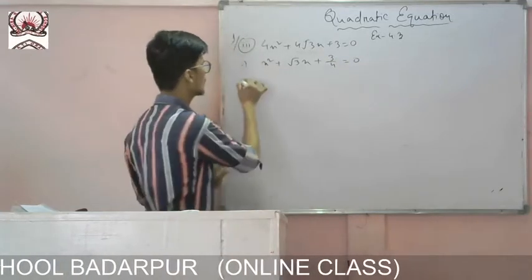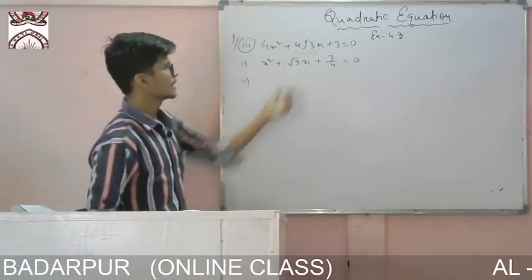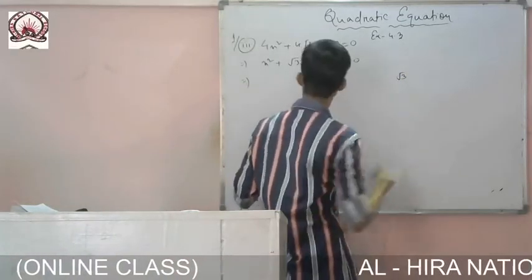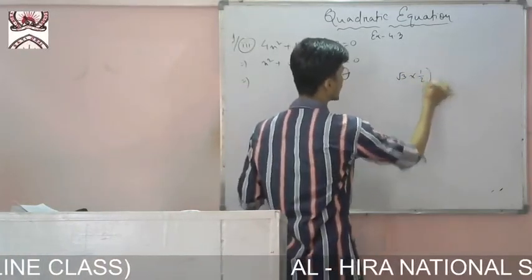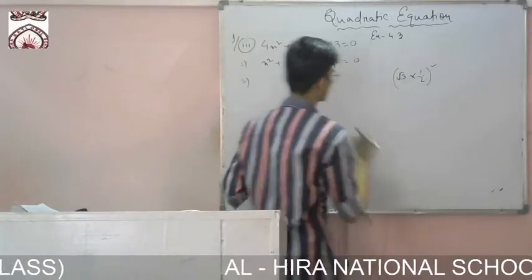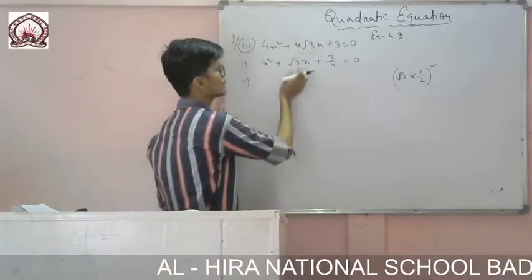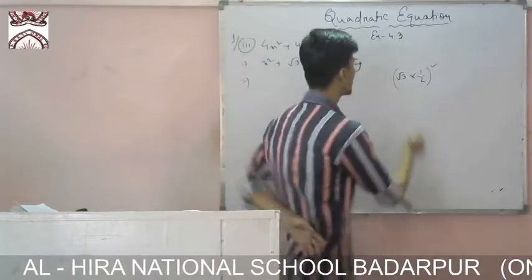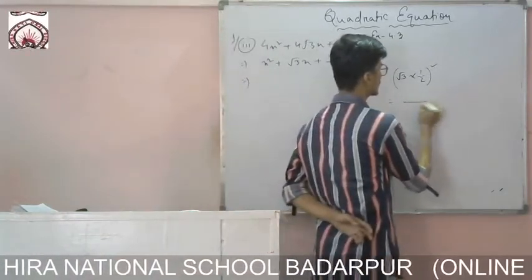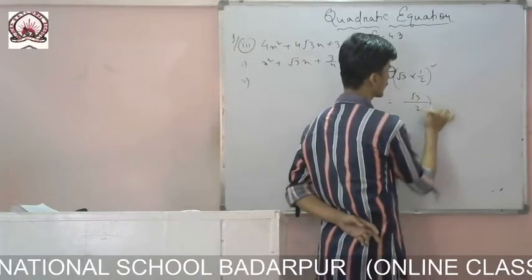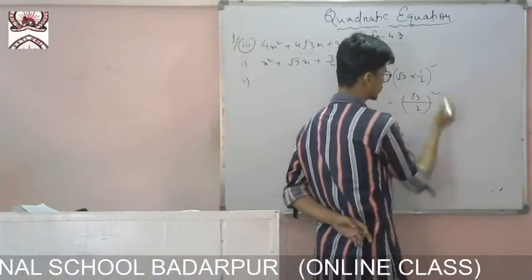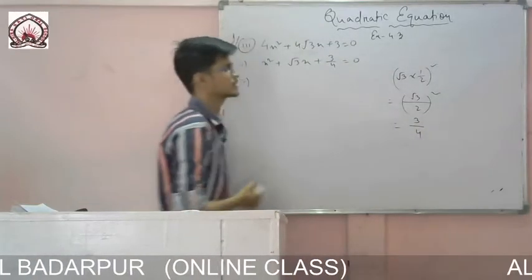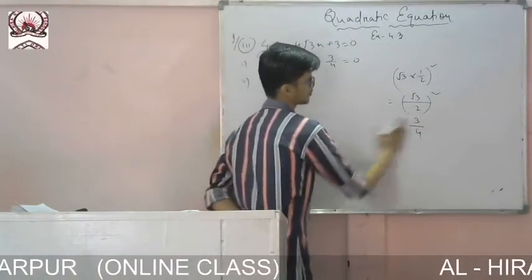Now in the next line what we have to do? I have to take the coefficient of x, so coefficient of x it is root 3. I have to multiply it by half and I have to square it. This is the rule. So if I multiply it, it will be root 3 by 2 whole thing square. So that means root 3 square it is 3 and 2 square it is 4. So the answer is coming 3 by 4, or you can write this one also, no problem. You write this one.